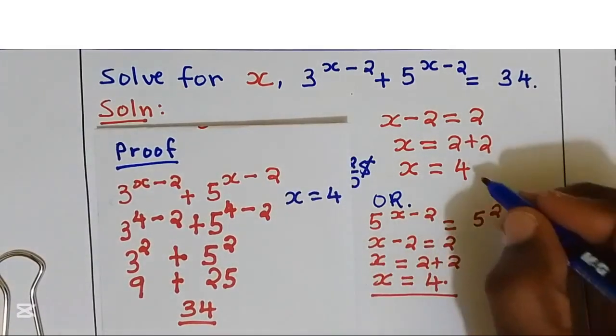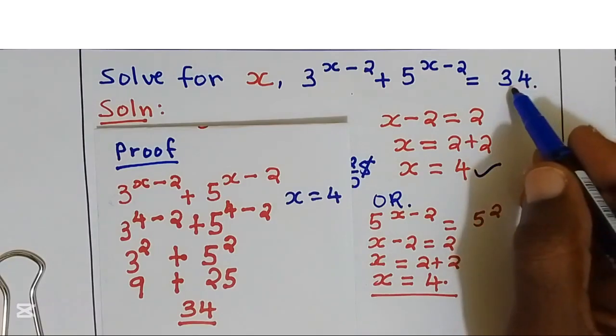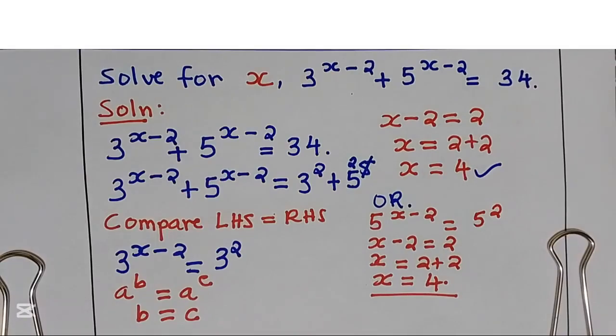So 4 is the solution to our equation. It gives us 34 on the right hand side. I hope you get the idea from this equation.